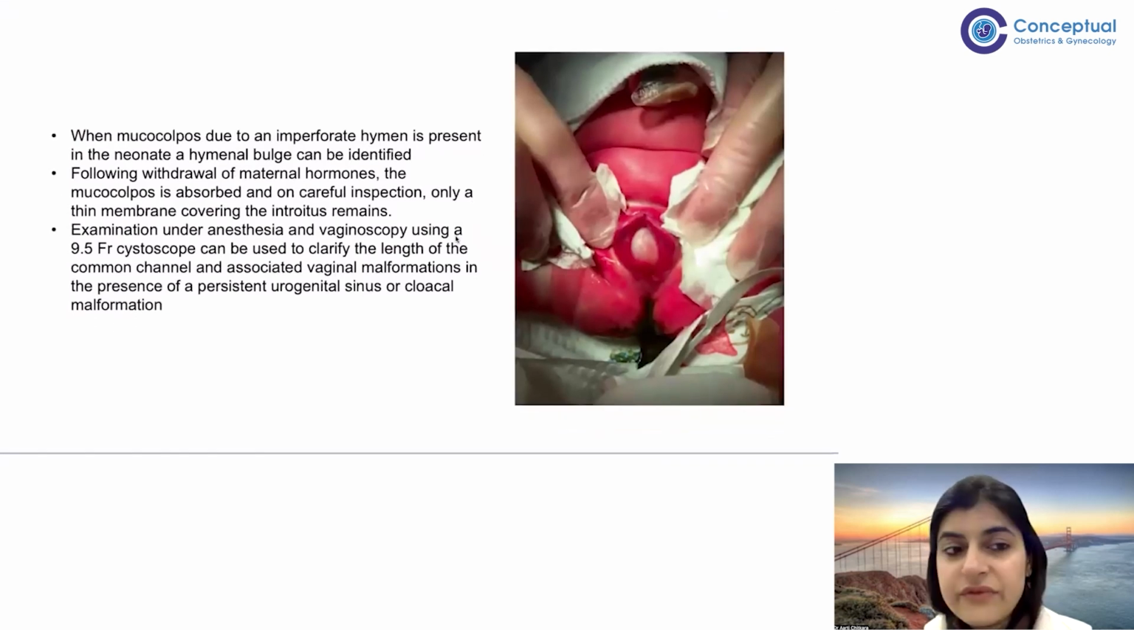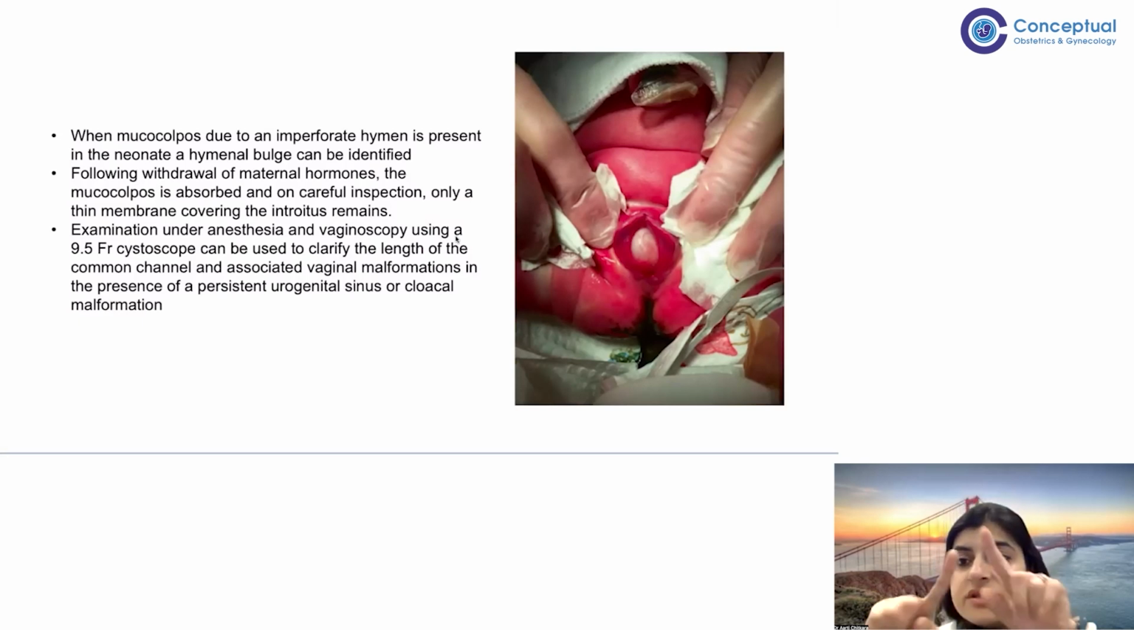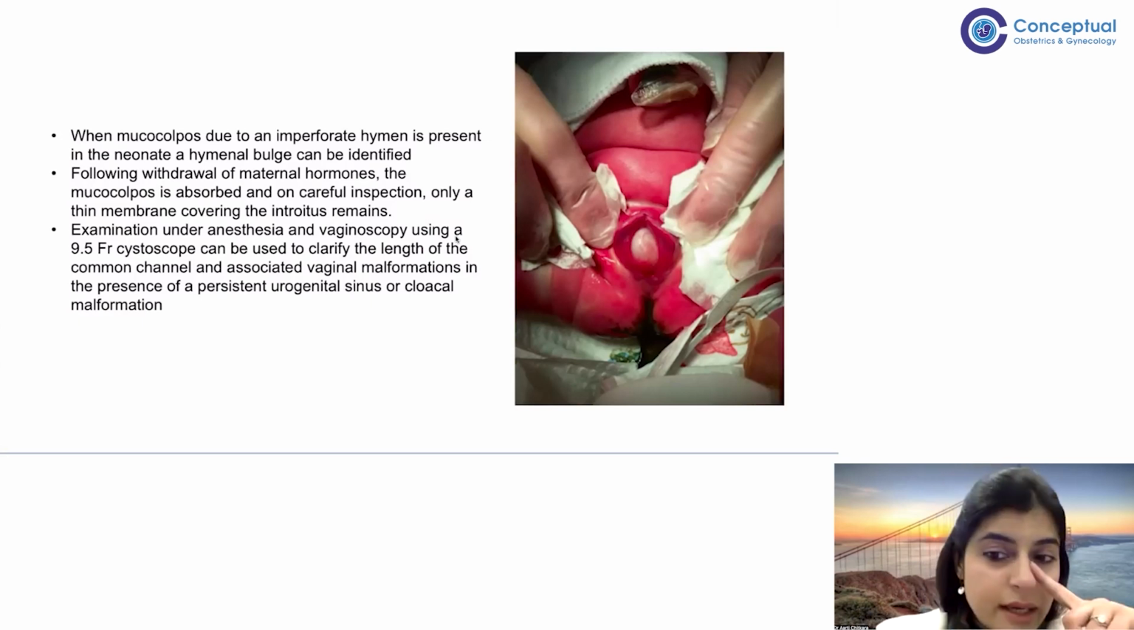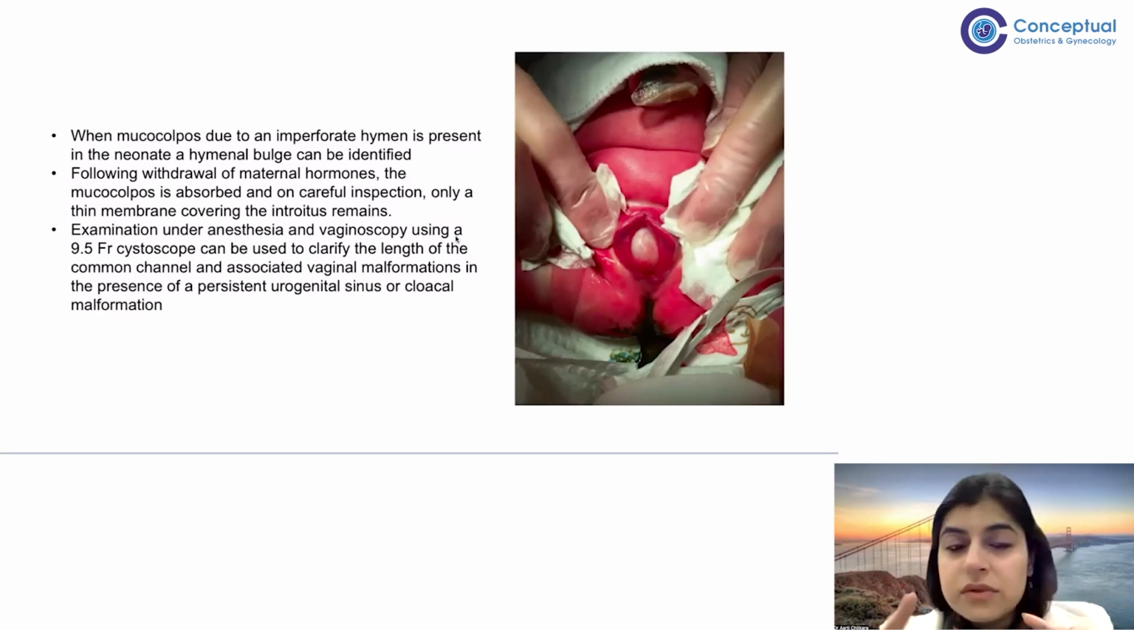So next differential is when there is something called mucocolpos in newborns. When mucocolpos due to imperforate hymen is present in the neonate, a hymenal bulge can be seen. How will you diagnose an imperforate hymen in a neonate? It is very difficult. Usually imperforate hymens are diagnosed at menarche or at the time of puberty when they start menstruating and there is no outflow of the menstrual blood. But in neonates, there will be mucocolpos, right? So if you can see in the diagram, the examiner has just very gently separated the labia in this newborn. You can also see the meconium there. So this is mucocolpos that is there because of the imperforate hymen in the neonate. A hymenal bulge is very clearly evident here.